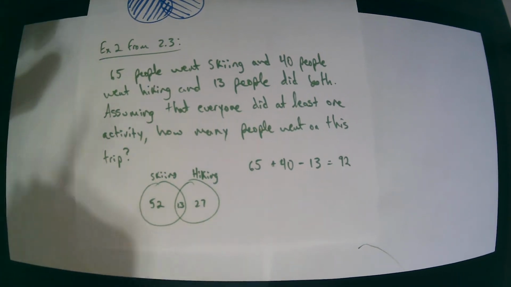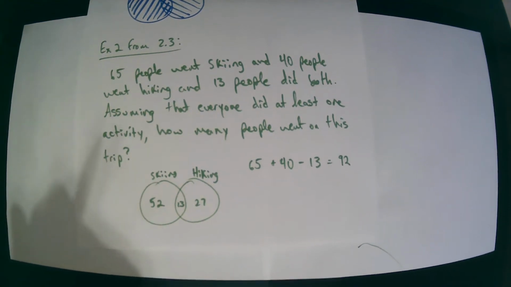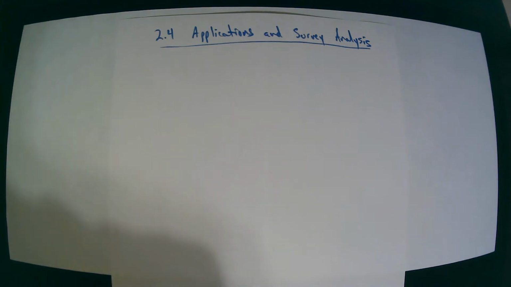Okay. Alright, so let's now go to section 2.4. Okay, so this section is called Applications and Survey Analysis. So we're going to be looking at some potential real-life applications of this set theory stuff, and looking at survey analysis. So that just means basically you've given a survey to a group of people, now you've got data and you want to analyze it. And we're going to be using Venn diagrams in this section in particular to analyze data.